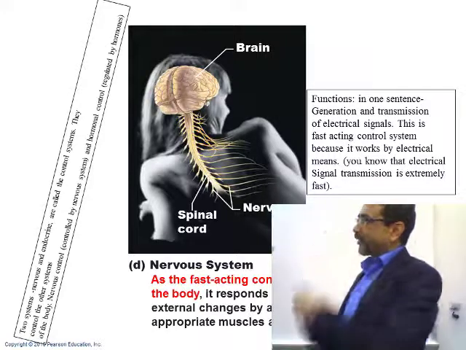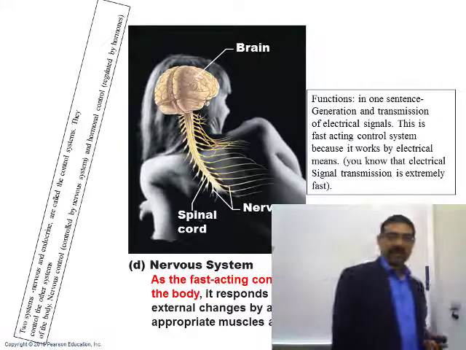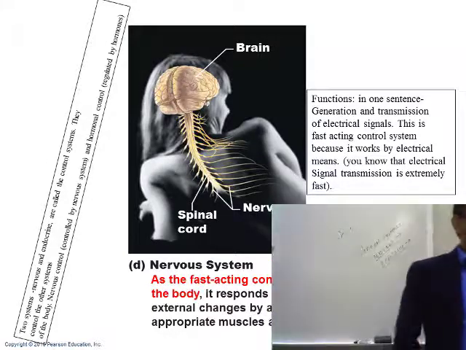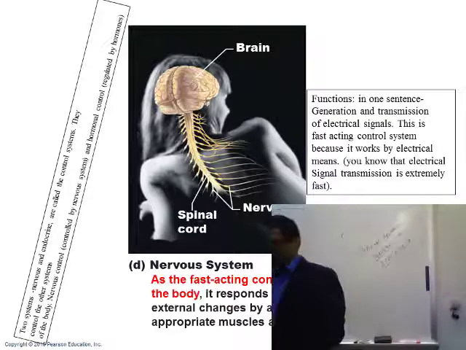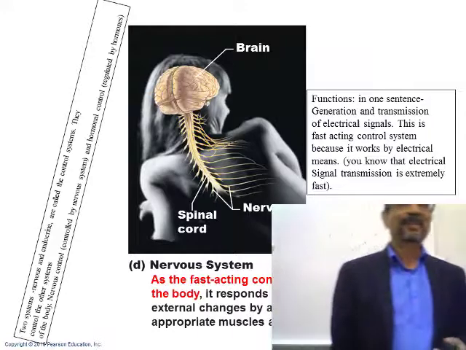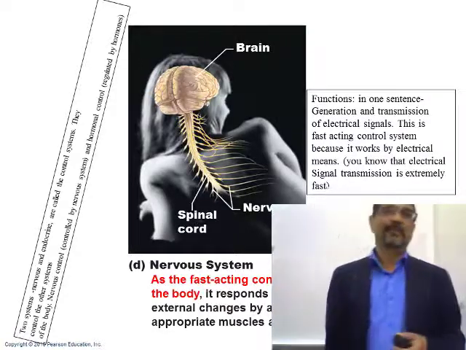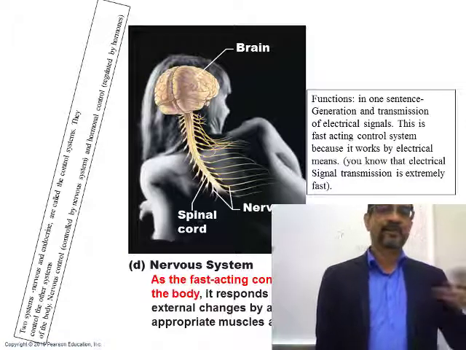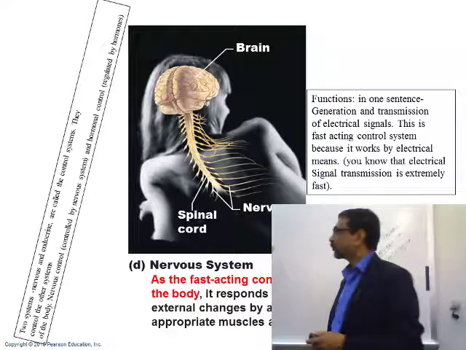Your nervous system consists of the brain, the spinal cord, and many nerves. One brain, of course, one spinal cord, and what? Many nerves. You have thousands of nerves and their branches.